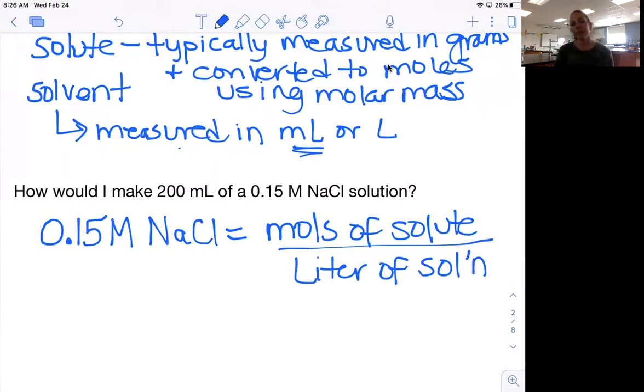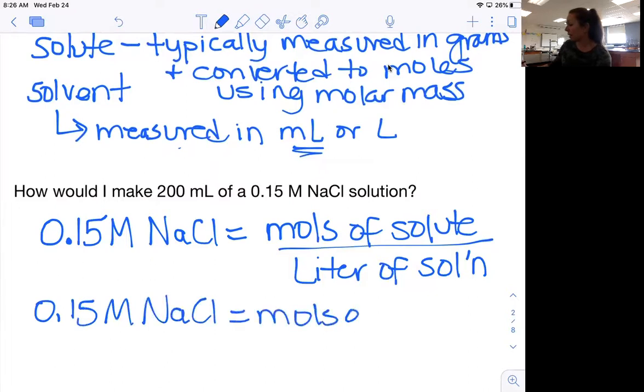So let's think about this. If we are making an NaCl solution, our solute is going to be NaCl. We don't know how many moles we need right now. So we're going to say 0.15 molar NaCl solution equals moles of NaCl, which we don't know yet, divided by liters of solution. Do we know anything about that? Read the problem again.